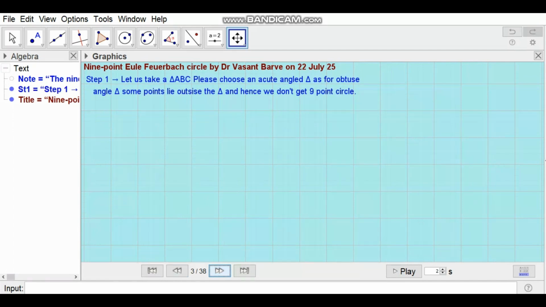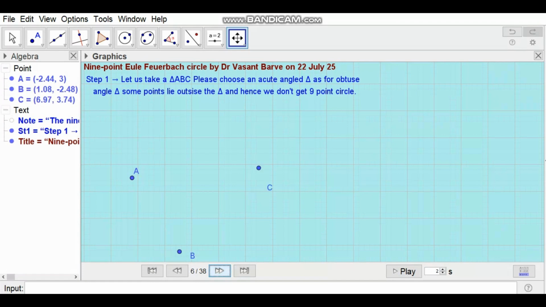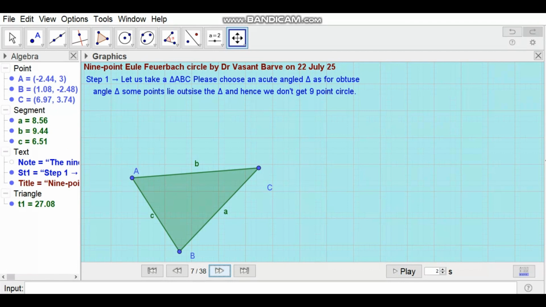Now, first step I take is we are going to take one triangle ABC. Please choose an acute angle triangle, as for an obtuse angle triangle, some of the points lie outside the triangle and hence we won't get the 9-point circle. So I am taking one acute angle triangle ABC. This particular triangle has the segments AB, BC, and AC.